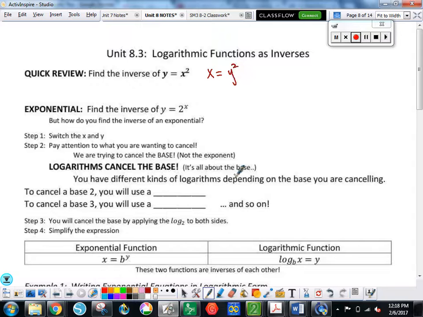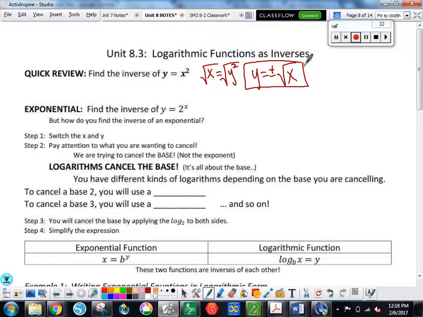Now if I wanted to get y by itself in order to solve that inverse, what would you do? Good. And my final answer would be y equals what? Half credit. Thank you. Good. So that would be the inverse of y equals x squared, with the plus or minus, right?